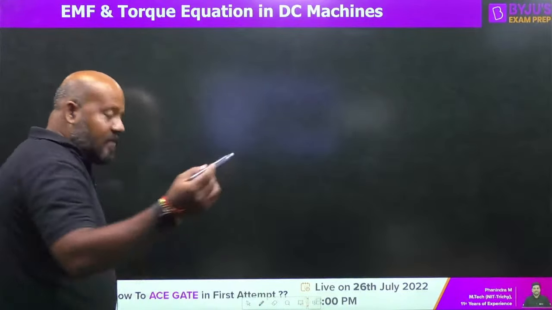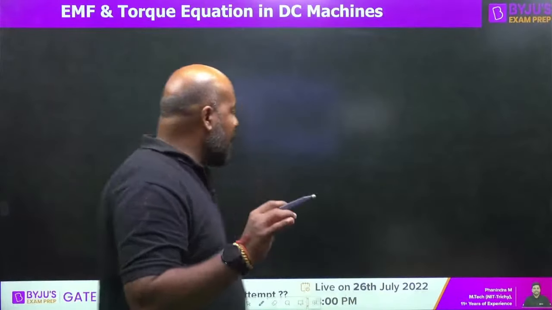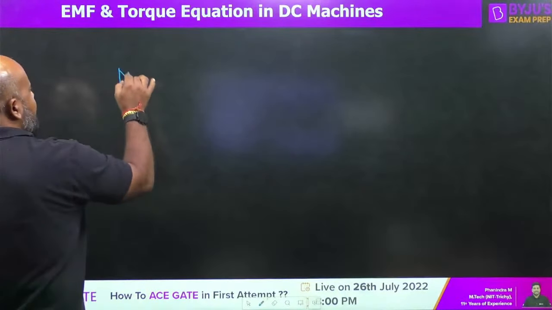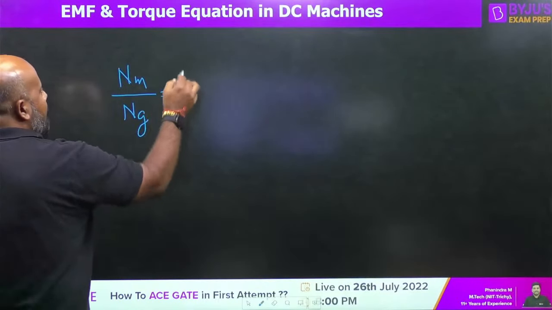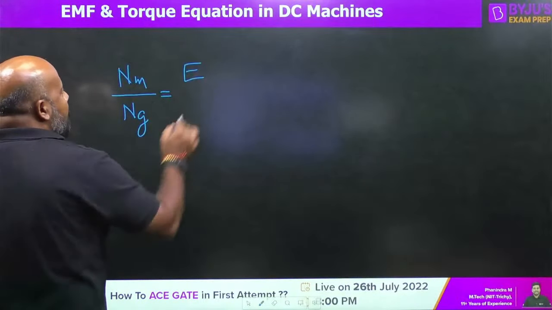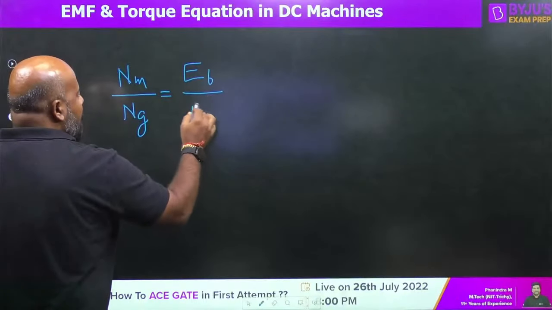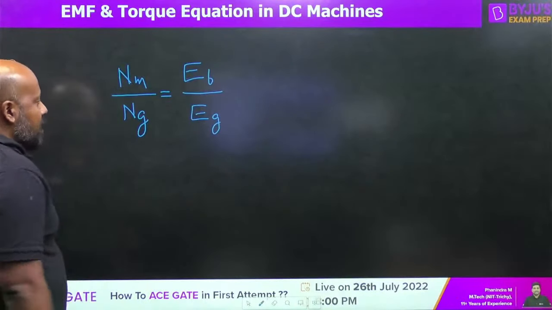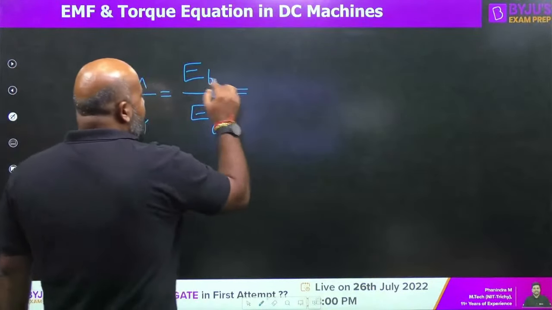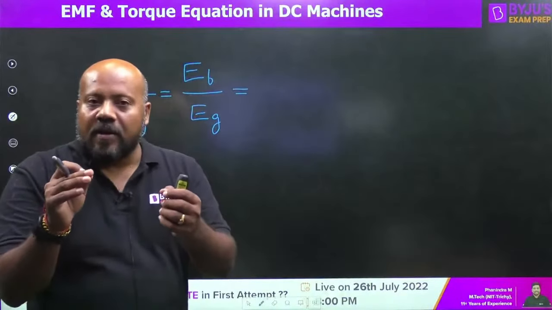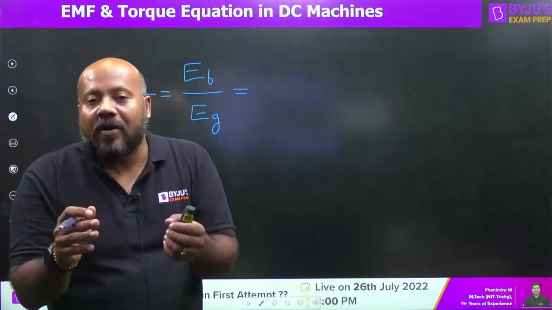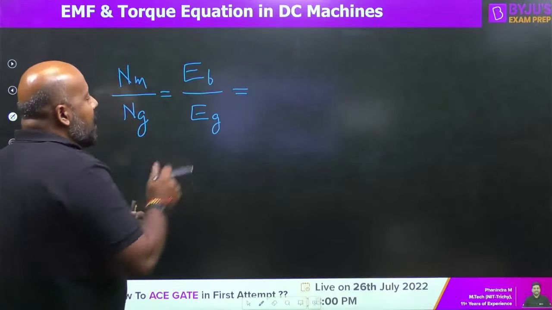Anyways, so friends, let us quickly understand how we are going to relate the speed in case of motor and speed in case of generator. What you have to write? The back EMF in case of motor and the generated EMF in case of generator. Now see here. How you are going to write the back EMF in case of motor? You have to apply the logic of sink or the load.